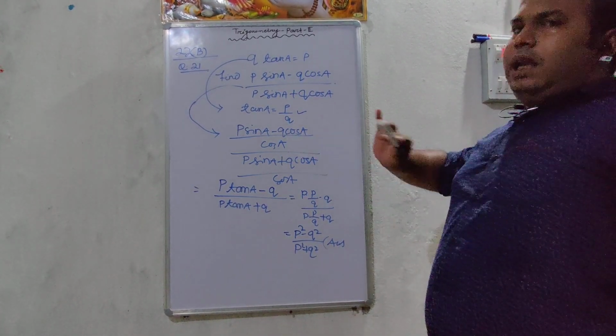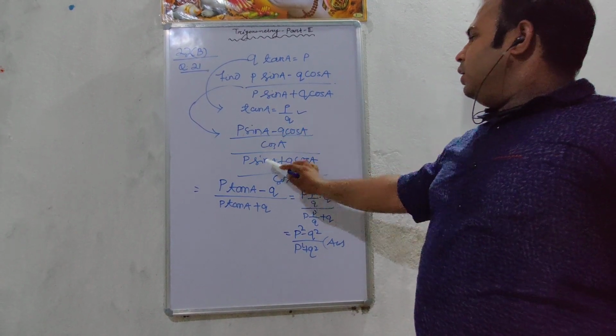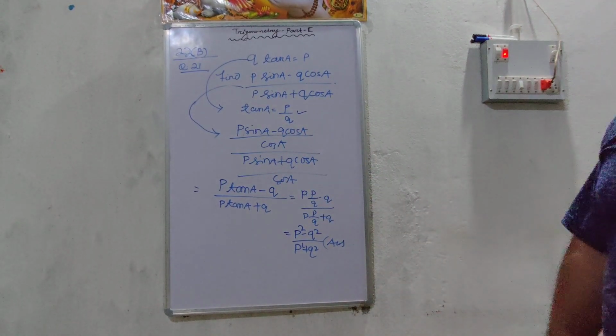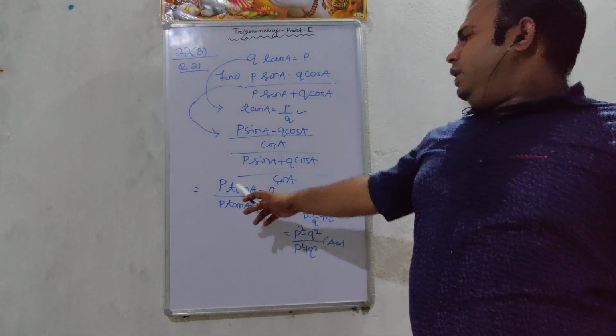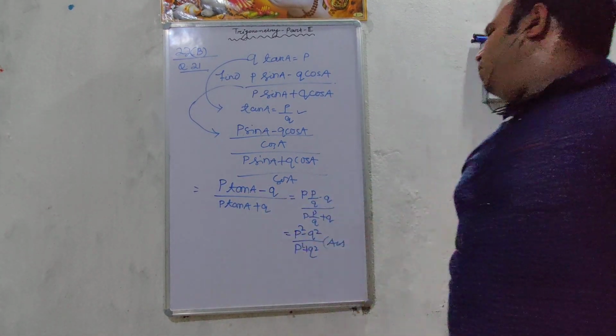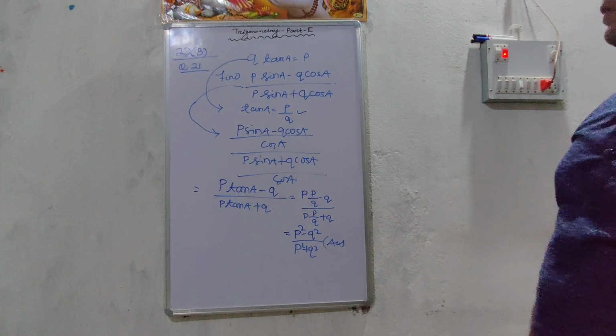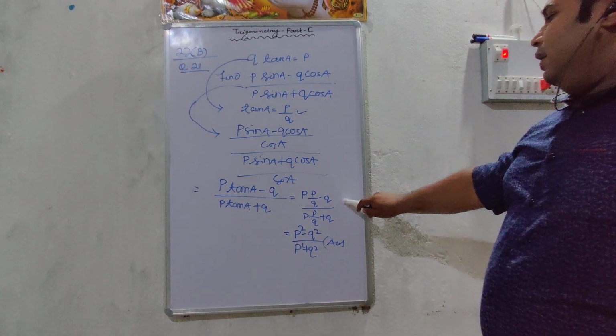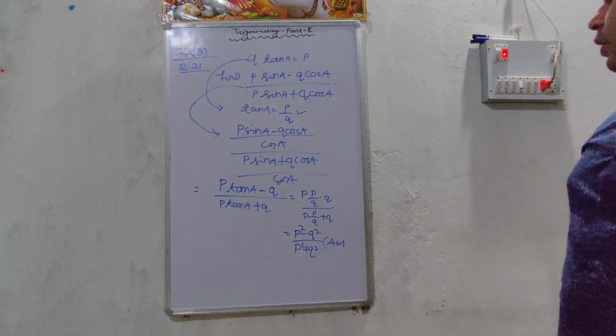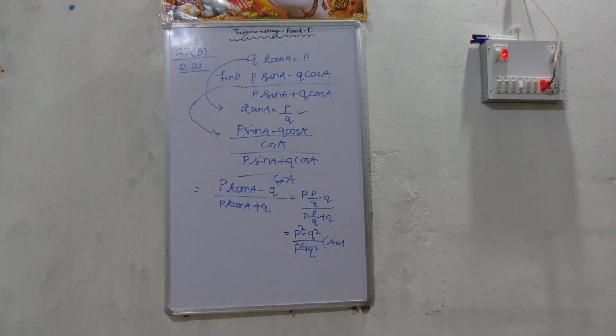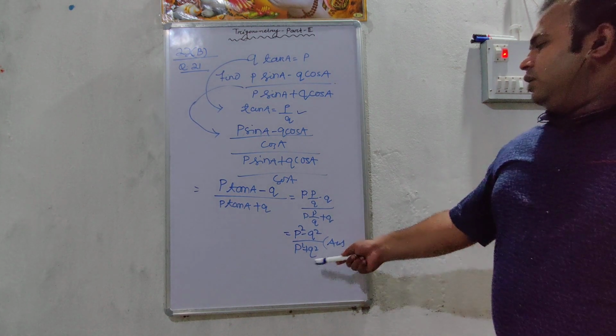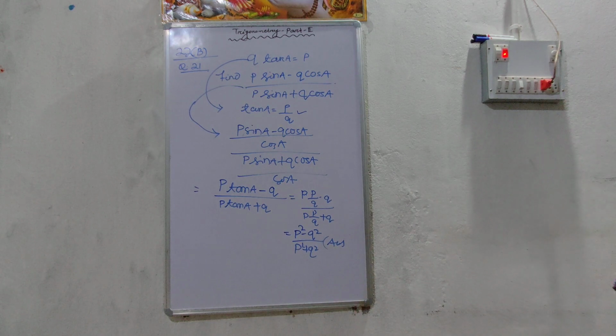So like LCM, cos A is divided here and here. After simplification, it will be P tan A minus Q by P tan A plus Q. Substitute the value of tan A, that is P by Q here. So P into P by Q minus Q divided by P into P by Q plus Q. After taking LCM, it will be P square minus Q square by Q and P square plus Q square by Q. Q cancels out. This is your final answer: P square minus Q square by P square plus Q square.